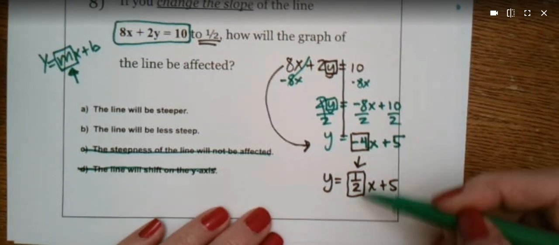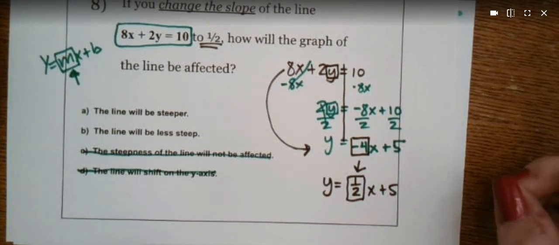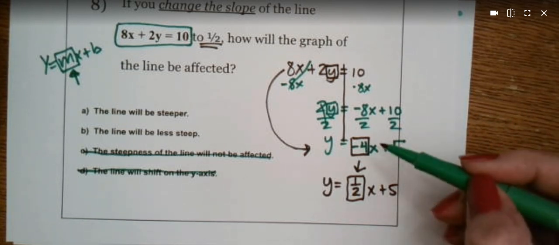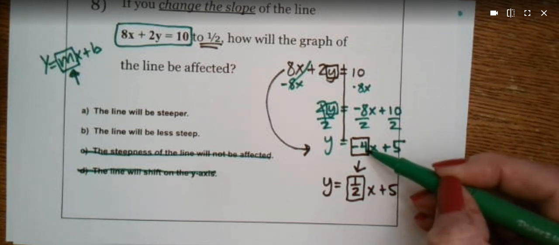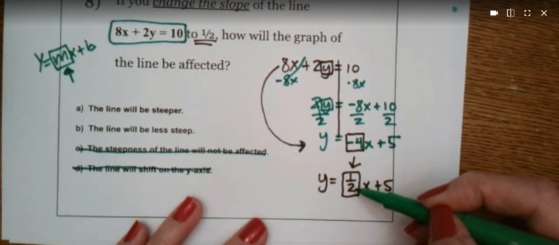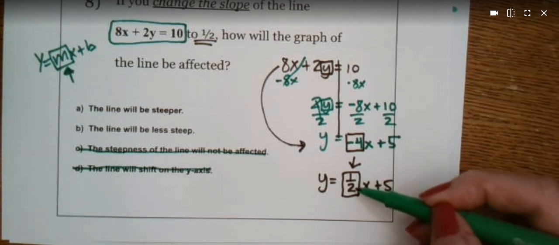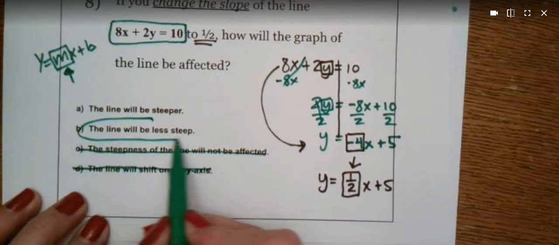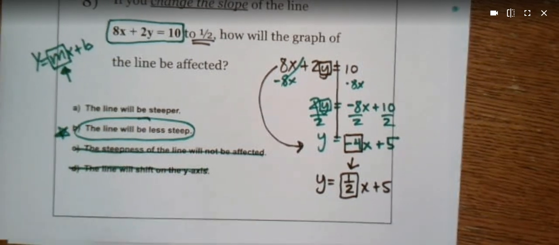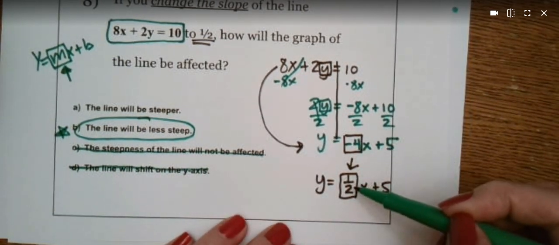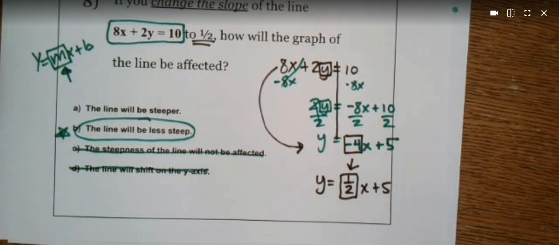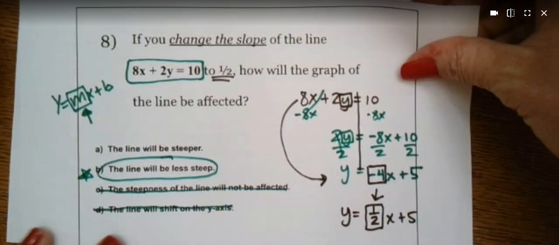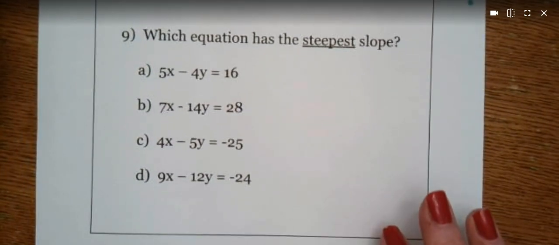Now, remember, when you're comparing slopes, ignore the negative and the positive. Just look at the number. This is a 4 and this is a 1/2. So when I went from a 4 slope down to a 1/2, because my number's smaller, my line is going to be less steep. Remember, the bigger the number, the steeper the line. So this is going to be a much less steep slope. Even though it's going upward, it's less steep than this big slope going downward. Great, we got number 8 done, and we are ready for number 9.